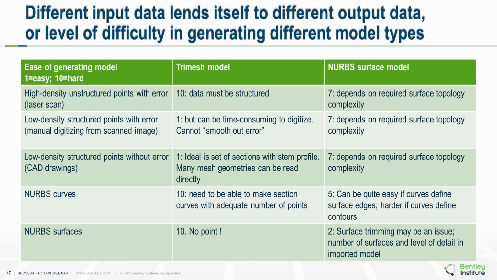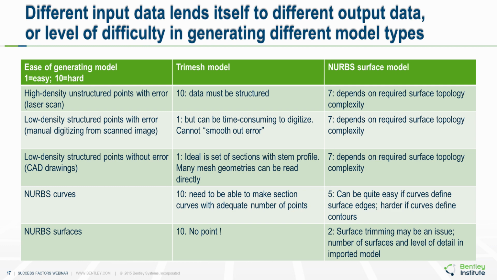In the third row we have low-density structured points without error, which may come from CAD drawings. And this is the ideal situation for generating a tri-mesh because there is no need for smoothing, provided of course that the data can be organised onto sections and maybe a stem and stern profile curves. If the data format is already in a supported mesh format, then this can be read in directly and requires no further work to produce a tri-mesh. And in this case, generating a NURBS surface is about the same difficulty as with the previous cases.